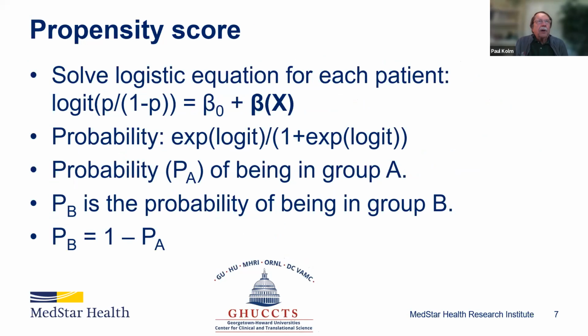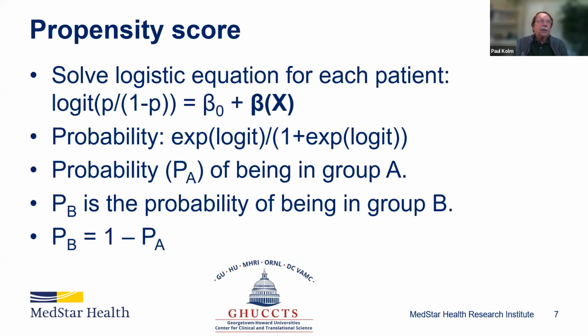So to create our propensity score, we're going to solve a logistic regression for each patient, where the probability of being in group A, we'll use that as the group that's of interest.